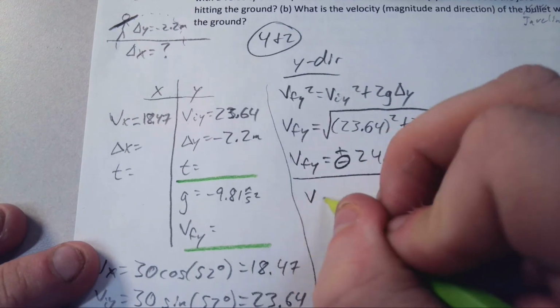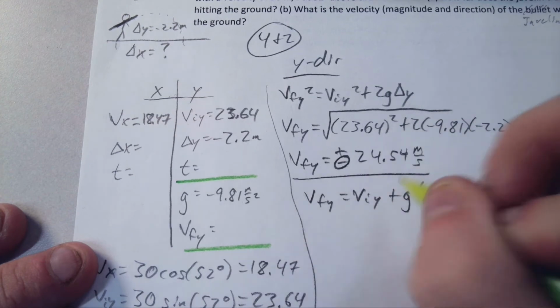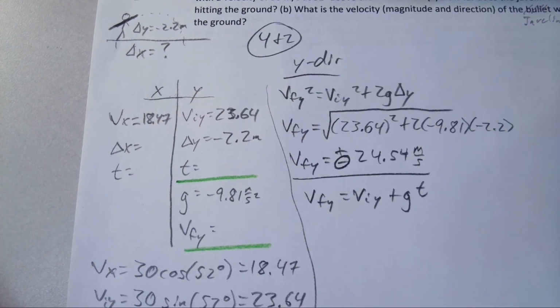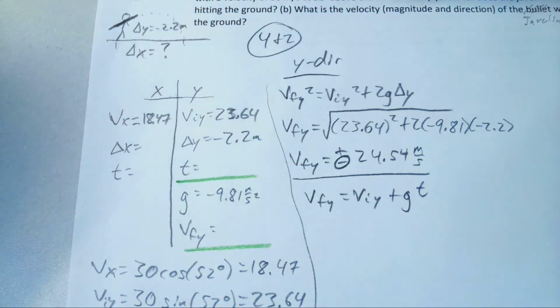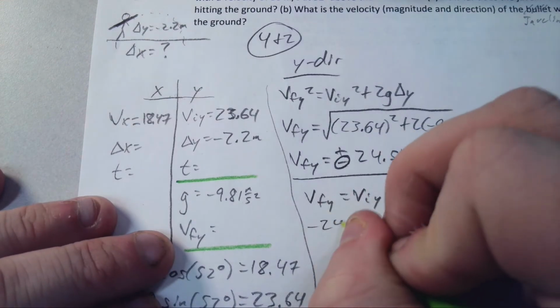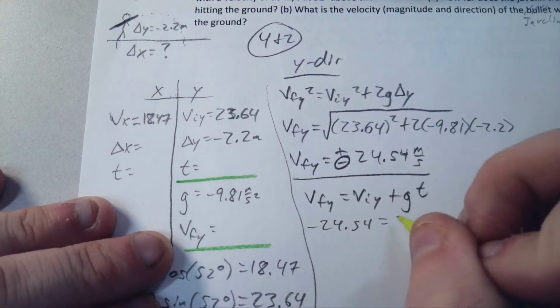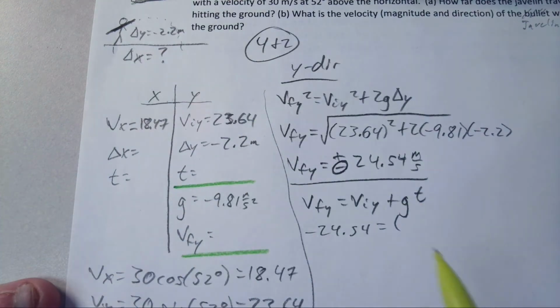And then we plug it into the second equation. All right, let me check this right quick. Okay, negative 24.54 equals, not 0 as it did yesterday, equals 23.64.